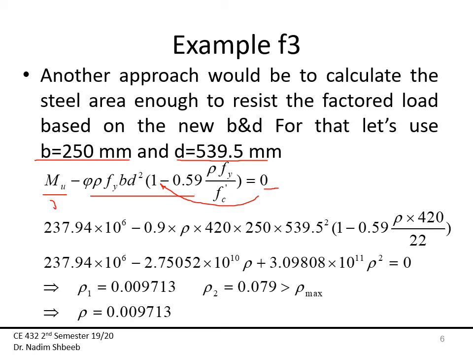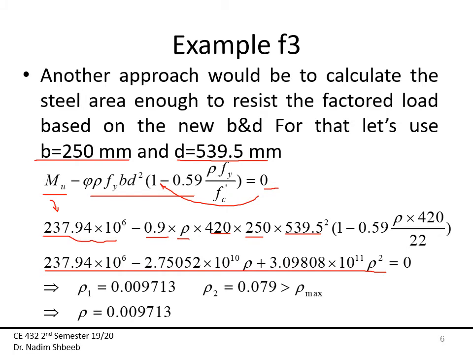So now I'm going to put M ultimate down here. I'm going to say that's going to be minus 0.9 by phi. Now rho is the unknown times Fy 420 times B 250 times D 539.5 square, 1 minus 0.59 rho times 420 over 22. Then multiplying and rearranging. So this is the final quadratic equation that I have.